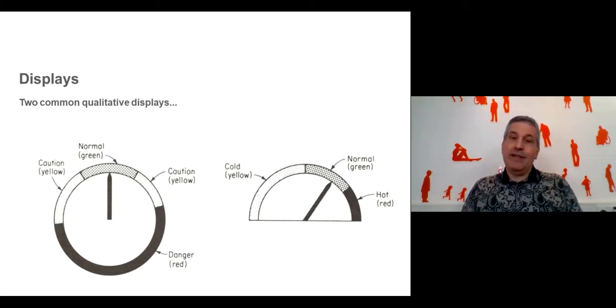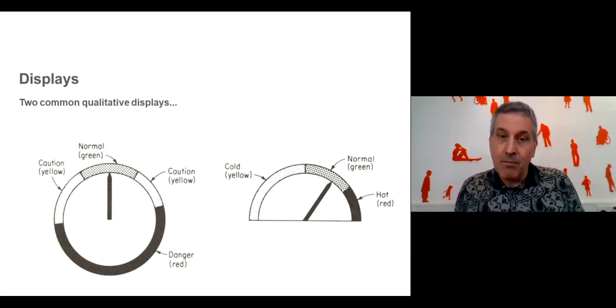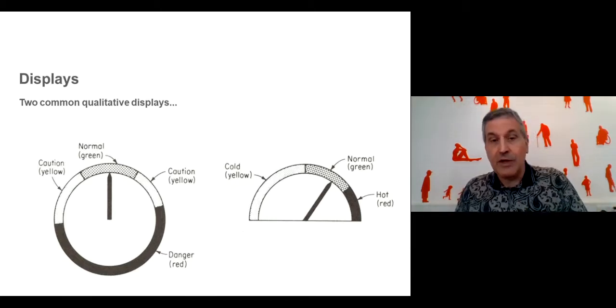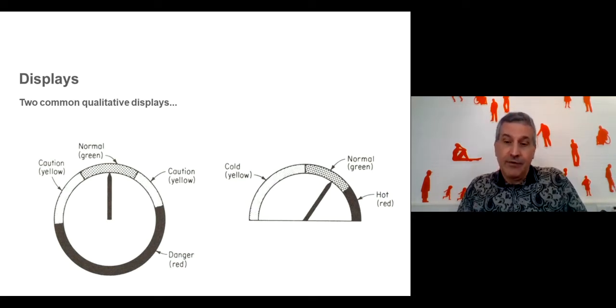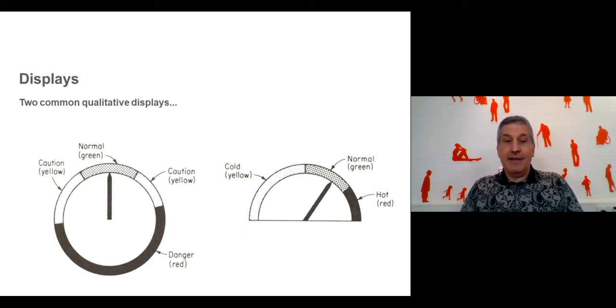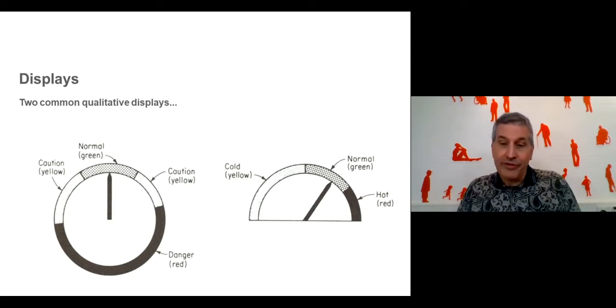States or conditions tend to be more the thing of interest to people, and qualitative displays work on that principle. Here there's two rotary examples, one a full circle, one a semicircle, and you can see that the engine or coolant temperature is indicated as a cold zone in yellow, a normal zone in green, and a warm zone in red.